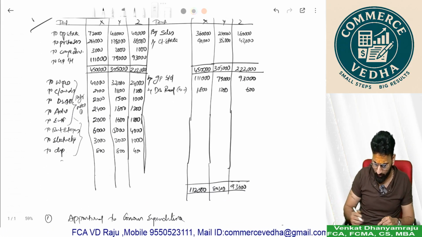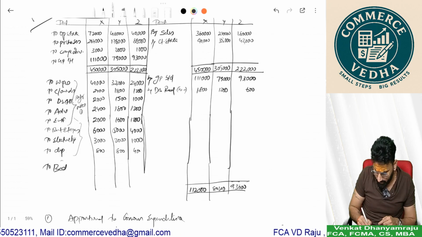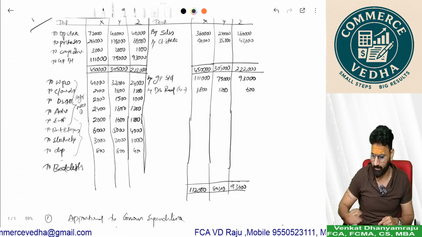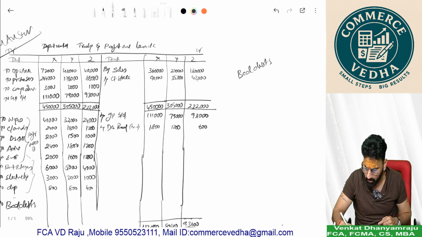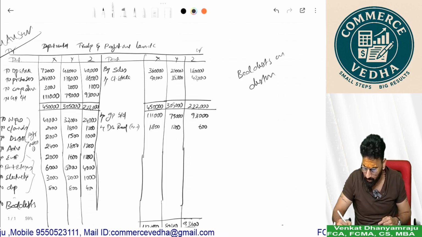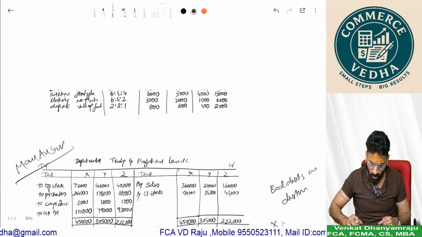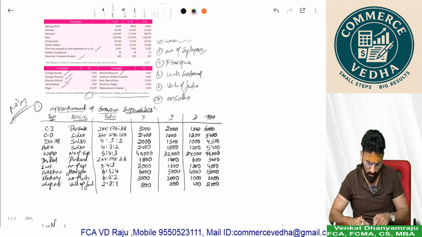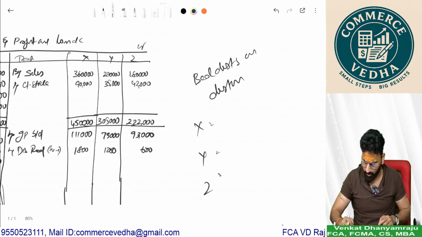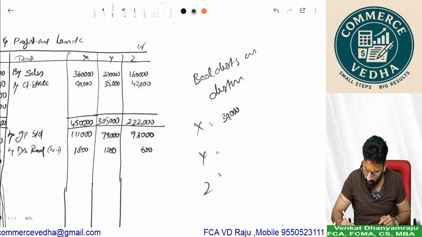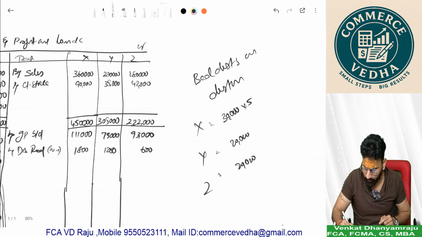Just copy pasted from this, like wages, carriage outwards, discount, everything is posted here. Now what is exactly left here is the bad debts. How do you compute bad debts? Bad debts should be on debtors. So departments X, Y, Z, you have debtors in the question. Debtors in the question are 30, 20, 20. So coming back here, 30,000, 20,000, 20,000, and the rate is 5%.